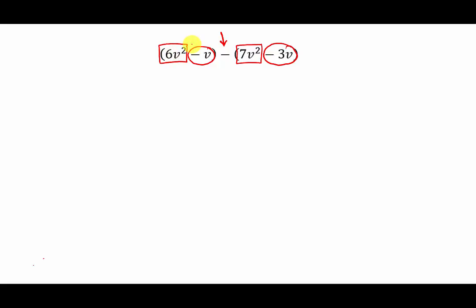So I have 6 minus 7, which is negative 1 v squared. And then I have a negative, remember this has an invisible 1. So negative 1 minus negative 3. What that looks like is negative 1 minus your negative 3. And this double negative, subtracting a negative is like adding a positive. So negative 1 plus 3 is plus 2.